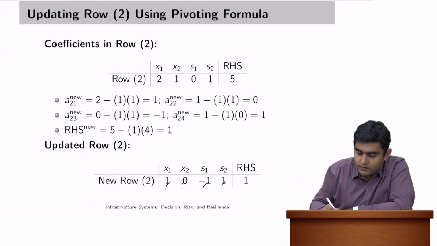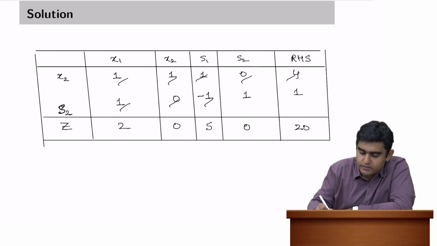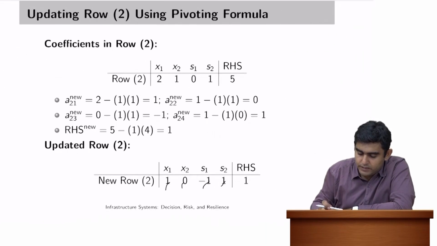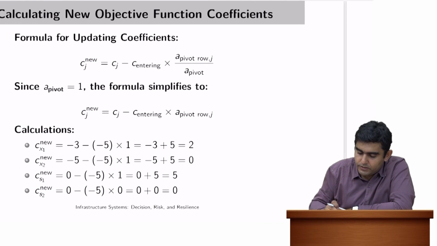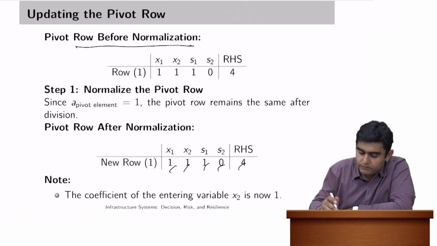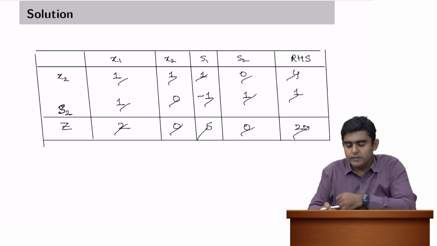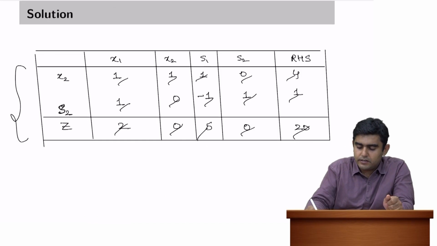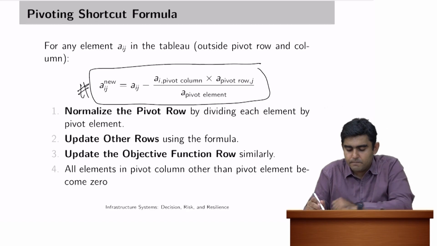For the next row: 1, 0, minus 1, 1 and 1. So if we see 1, 0, minus 1, 1 and 1, then for our z, after updation we should have 2, 0, 5, 0 and 20. So what we get here is indeed 2, 0, 5, 0 and 20. So all our updations are correct using the formula that we have already learned: Aij new is Aij minus Ai pivot column into Ai pivot row j, over the pivot element.